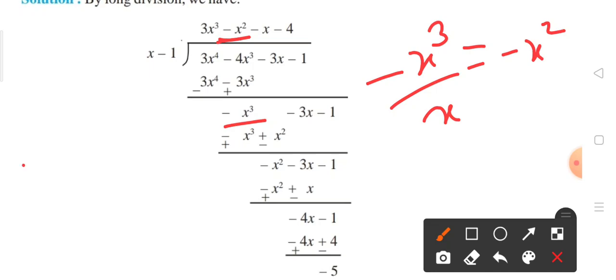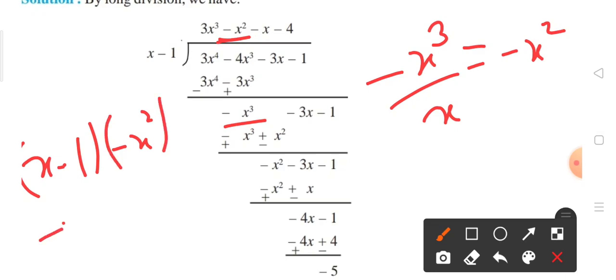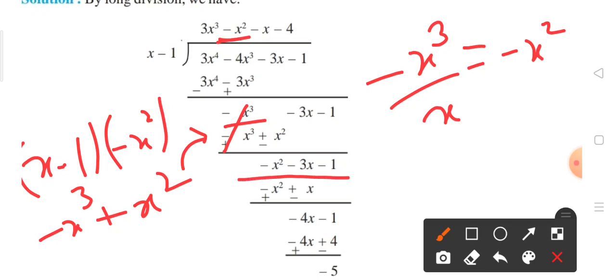Okay. Now what we do? X minus 1 into minus x square. What we get? Minus x cube plus x square. That value we place over here. Change the sign. The first term will be cancelled out. X square term is not there in the dividend. But now it will come: minus x square minus 3x minus 1.